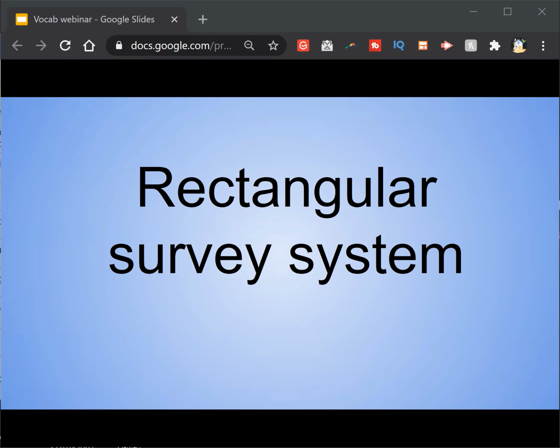What is the rectangular survey system? It's also called something else. It has another name, okay? What would that other name be for this? They call it the rectangular survey system, or they call it the government survey system, rectangular survey or government survey system, okay?